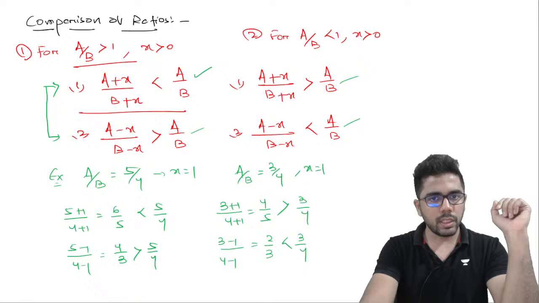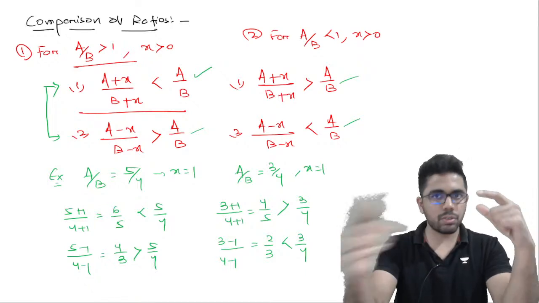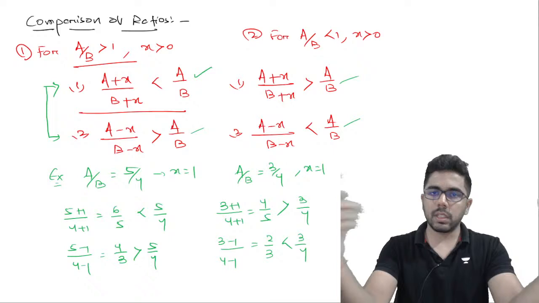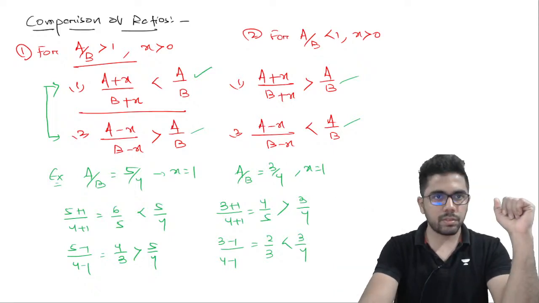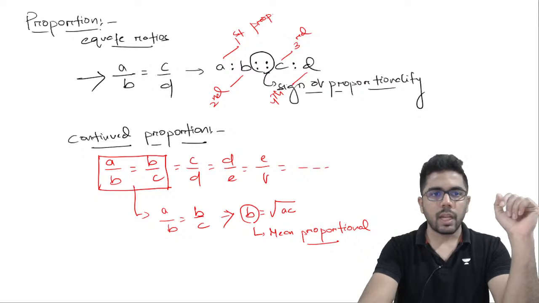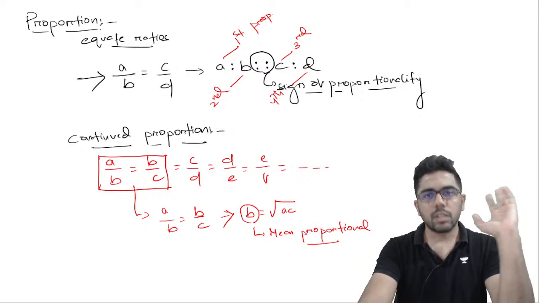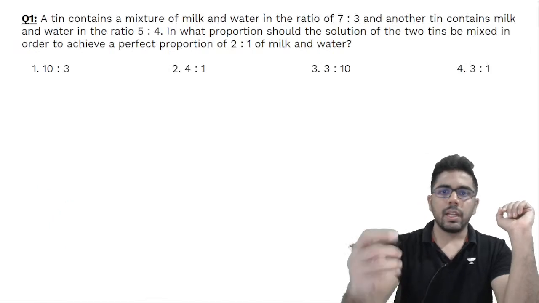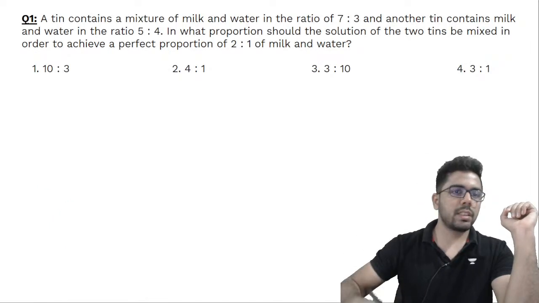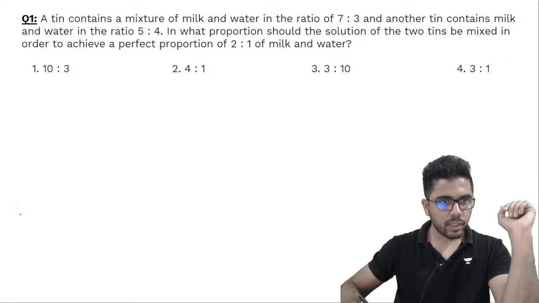All right. So comparison. Previous session में भी I had told you cross multiply करके कैसे compare करते हैं दो ratios को. This is another aspect of comparison of ratios. Operations on ratios हो गया. And then proportion and continued proportion हो गया. Let us see some questions. Let's take a look at this one.